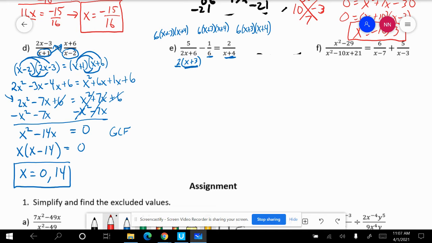So I'm going to cancel. I see that the x plus 3's cancel. I know 2 goes into 6 3 times. 3 times 5 gives me 15. And I have the x plus 4. The 6 cancels. So I have an x plus 3 and an x plus 4. And then the x plus 4's cancel. 2 times 6 is 12. And I have an x plus 3.